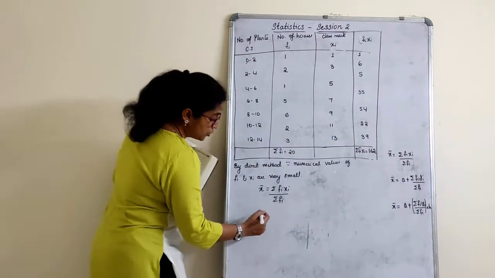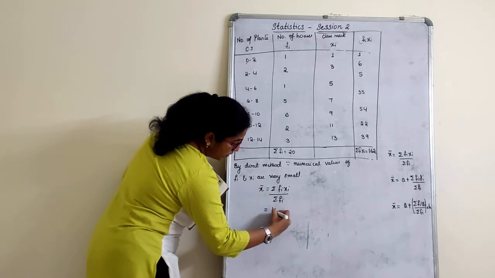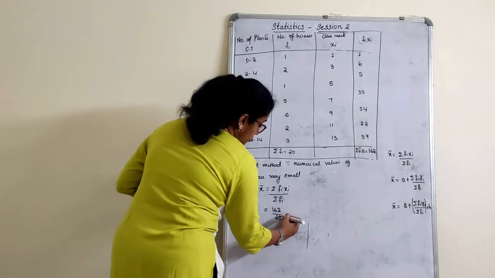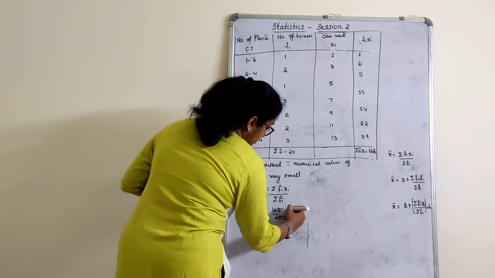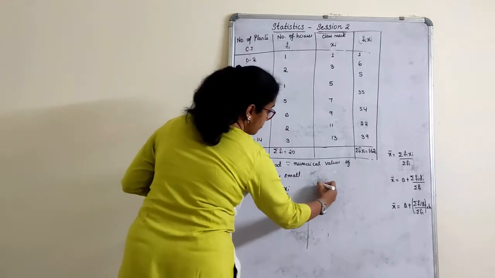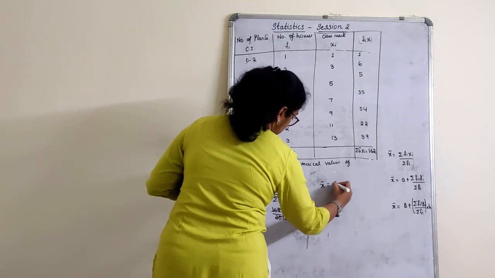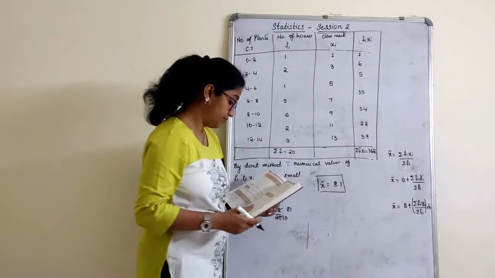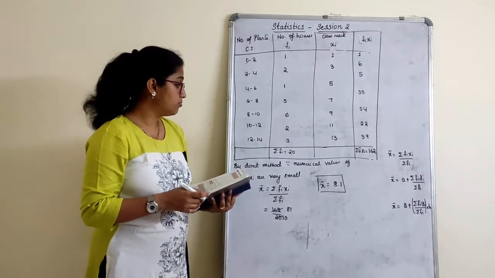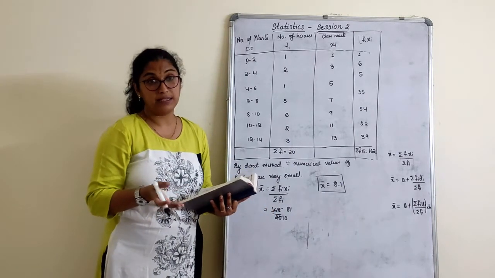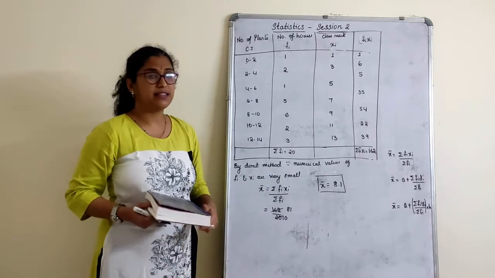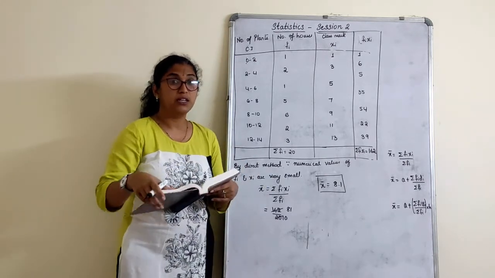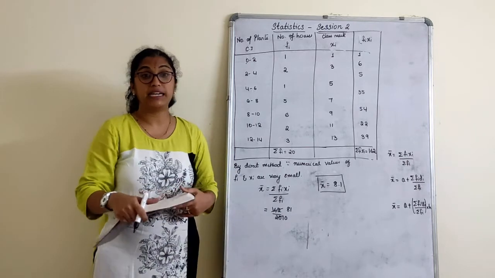Substitute: 162 divided by 20. 2 eights are 16, 2 ones are 2. Mean is equal to 8.1. That is the answer. So what is this 8.1? These are the number of plants planted. The mean of this is the answer, you can just give the answer. So children, this is how you find it by the direct method.